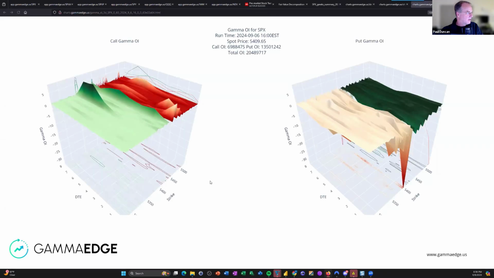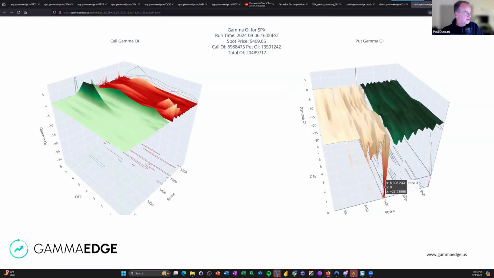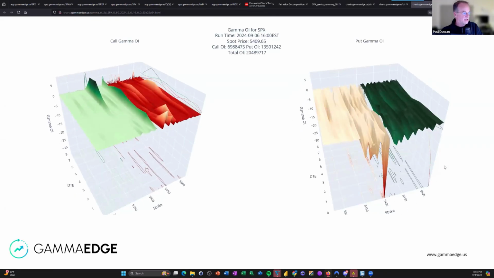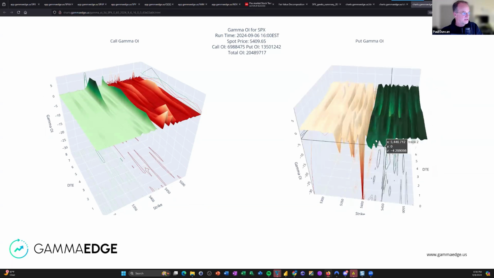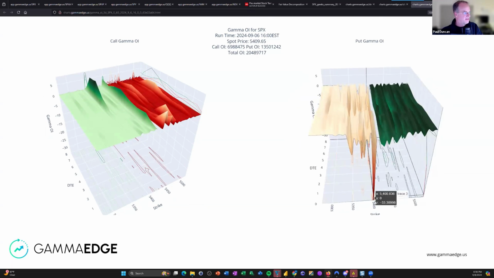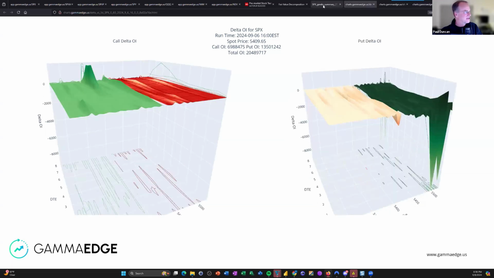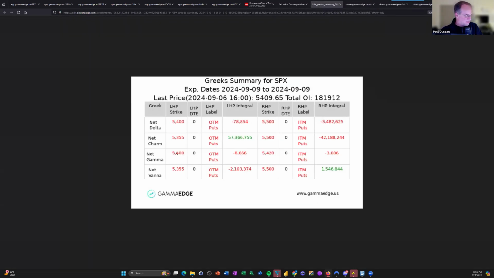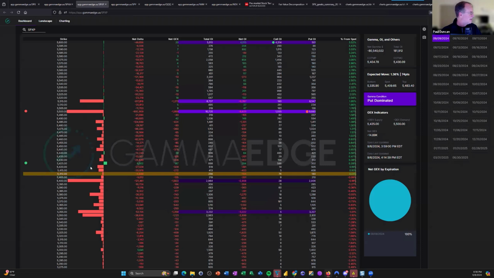Actually, instead of using the 3D gamma, which you can see is, again, gamma is maximum around spot price, and that's why the 5400 is going to be the biggest gamma spike in the structure, right? 5400 is the biggest gamma on the left. 5420 is the biggest gamma structure on the right-hand side. We go look here. 5420 is sitting right here.